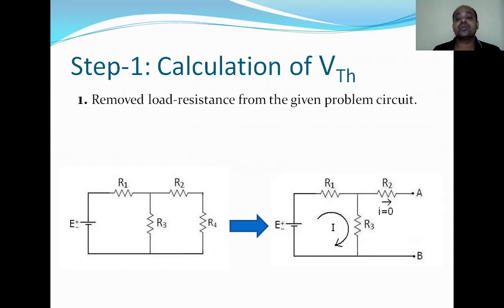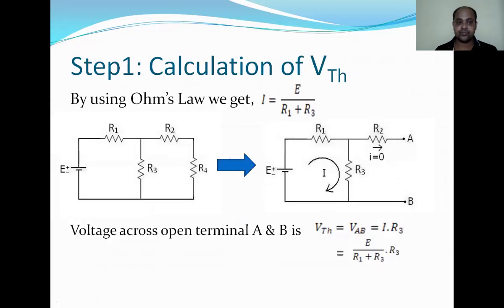In step 1, first we need to remove the load resistance from the given circuit. Here in our given circuit, R4 is the load resistance. You can find R4 here. This is our load resistance. So from the given circuit, we have to remove the load resistance, that means we have to remove R4 from the circuit. Here in the right side circuit, the load resistance is removed. So this is the first part of the calculation of VTH.